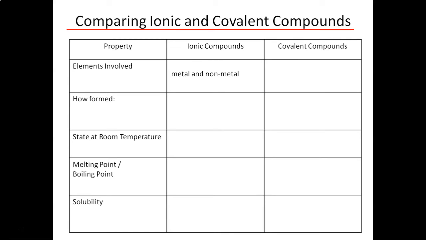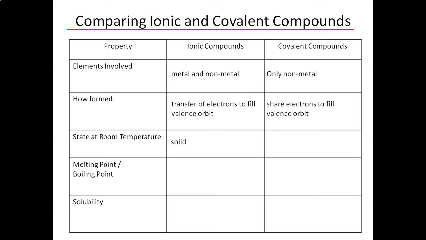An ionic compound consists of usually a metal and a nonmetal, whereas covalent compounds only have nonmetals. Ionic compounds are formed through the transfer of electrons, covalent compounds through the sharing of valence electrons. Ionic compounds generally are all solid at room temperature. Covalent compounds could be solid, liquid, or gas.